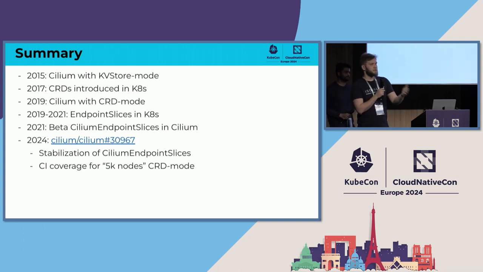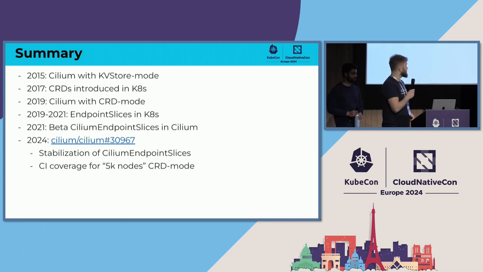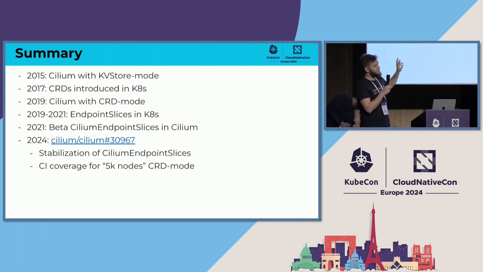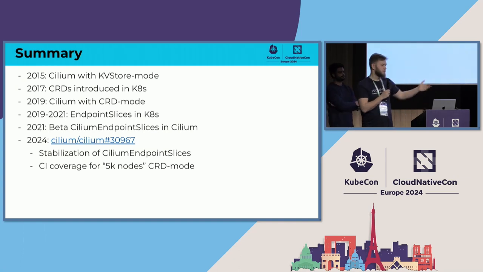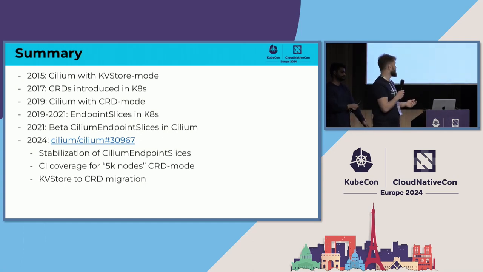So once we say it's stable and people start using it, we want to make sure that there are no regressions. I'm saying 5,000 nodes again, but the thing is that it's way more than that, like all the pod churn, network policies, all this kind of stuff that I mentioned before. And last but not least, for users who are running right now in kvstore mode, we are working together with Datadog on making it possible to migrate from kvstore to CRD.